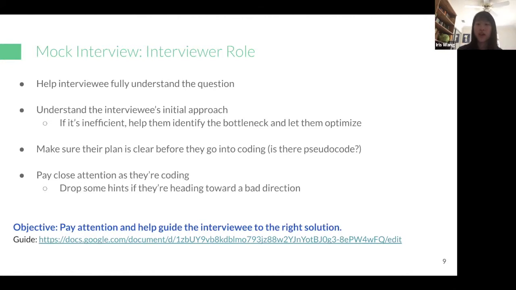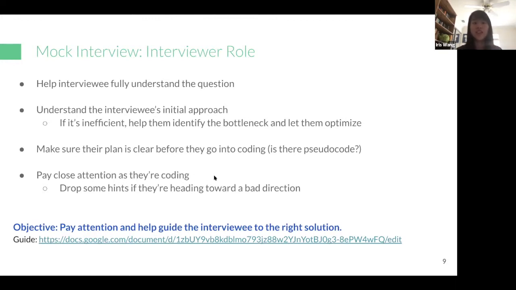You have around 40 minutes to do a medium-style question, so there's more than enough time to quickly jot down your idea. And pay close attention as they're coding. If they're heading in a bad direction, or if you don't really understand what their code is doing, be sure to prod them and ask what's happening there. So those are just some of the tips I have as an interviewer.